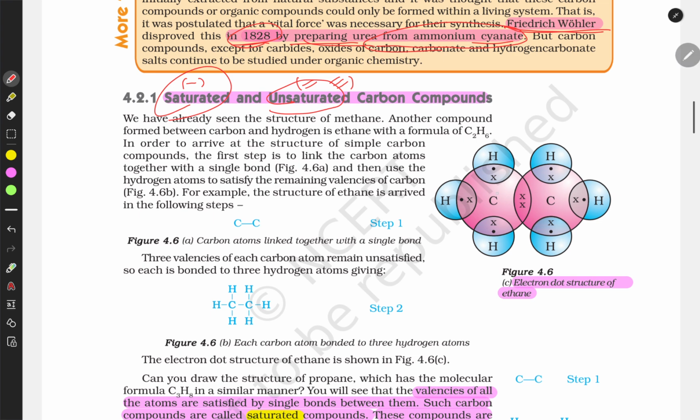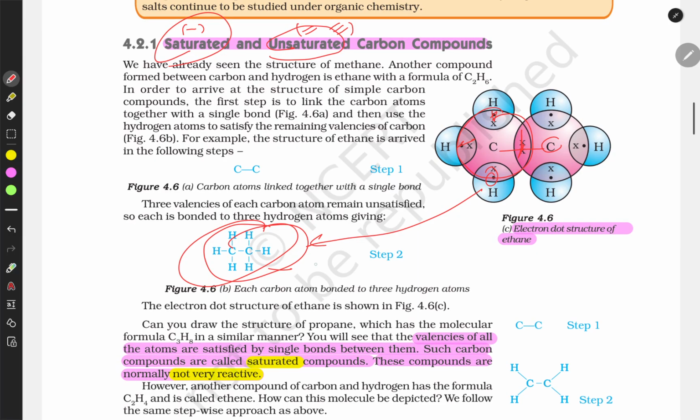So here, two carbon atoms. Carbon needs 8 electrons, so two are shared with this carbon and two each by hydrogen. So it forms this way. If it is sharing one electron, then a single bond will come. So this is the molecular formula of this molecular structure, and the molecular formula will be C, it has 3.